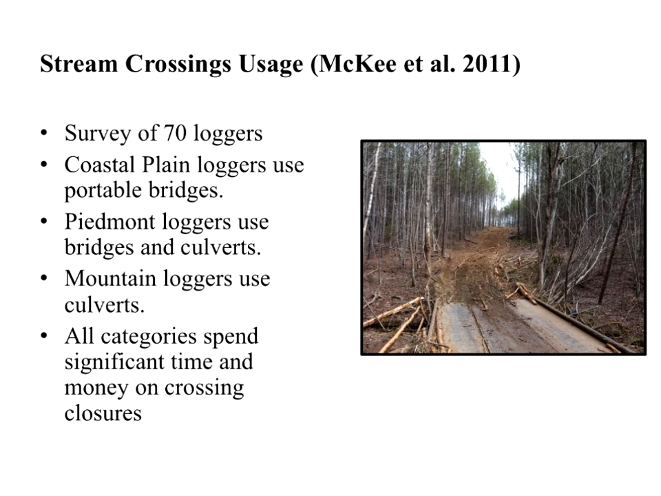Scott McKee did a phone survey of about 70 loggers looking at stream crossing BMPs, the types of crossings they were using, and found pretty wide differences between regions. In the coastal plain, the loggers were using portable bridges, a very good option. Piedmont loggers were using a combination of those and culverts, and the mountain loggers were primarily using culverts. In many instances, the bridges could be better, but there's a lot of reasons why people may still choose to use culverts. But all of the loggers reported that they were spending a significant amount of money on stream crossings.